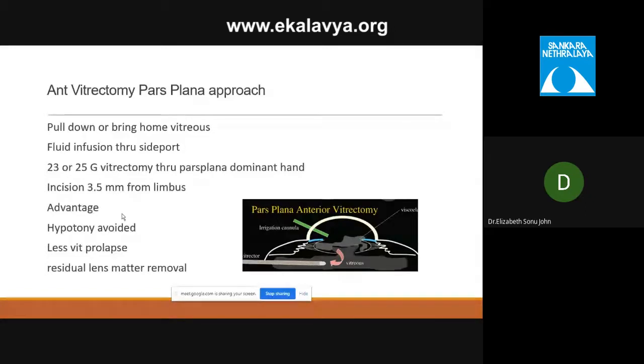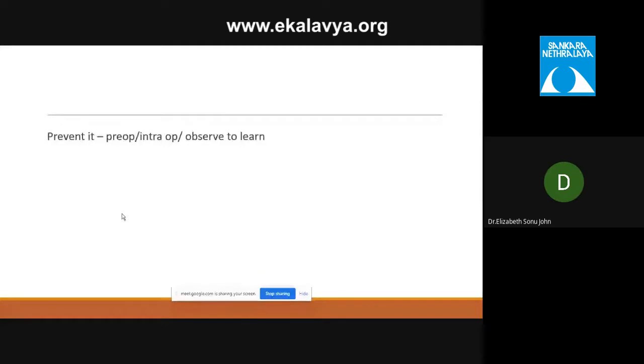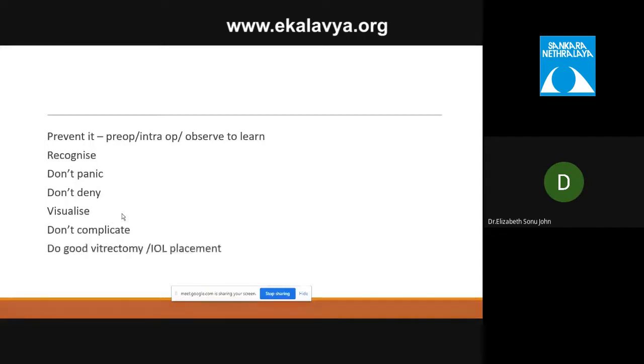So that's with PCR. Some take-home tips: prevent it. For that, pre-op assessment, intra-op assessment, and continuous observing to learn about PCR and how to manage it are important. Recognize, don't panic, don't deny, visualize, don't complicate by denying and trying to manipulate and worsen the condition. Early recognition and early management gives a better visual outcome. And do a good vitrectomy and IOL placement. And ask for help if unable to manage or assess.